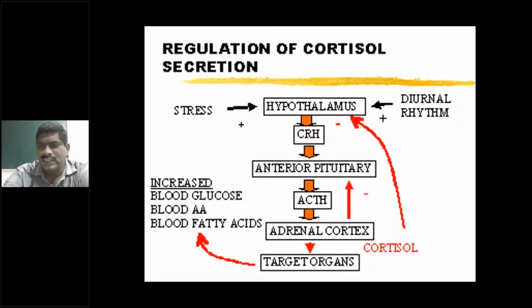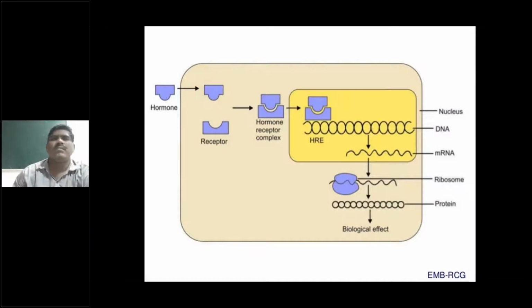The classical definition of a hormone: hormones are chemical messengers. They are synthesized somewhere, transported via blood, and act on another kind of tissue or cell. The best example is this: corticotropin-releasing hormone, secreted from the hypothalamus, stimulates the anterior pituitary gland to release the adrenocorticotropic hormone. ACTH acts on the adrenal cortex and facilitates the synthesis of the adrenal cortical hormones.